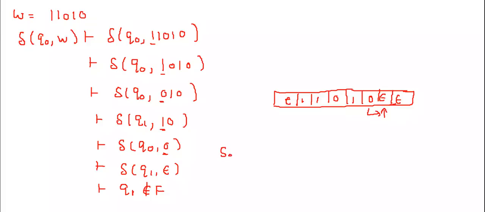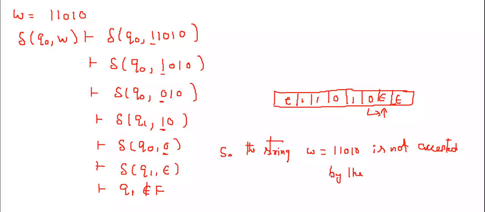So the string W equal to 11010 is not accepted by the DFA. So your DFA is not accepting. Why? Because in your string, the substring 00 is not there. So it is not accepting. So this is the way of accepting and rejecting the strings.